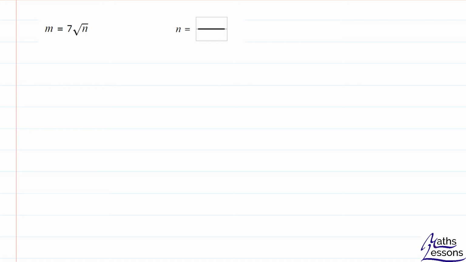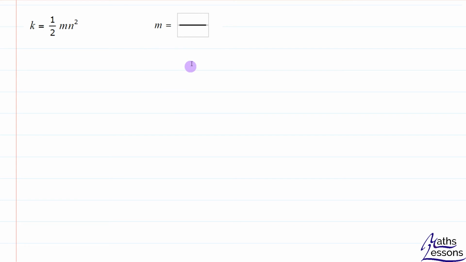So let's look at that one. So what we're going to do is, I think the best thing, always work from the outside in. Divide by 7 first, so you get m over 7 equals the square root of n, and then square. So if you square this side, on the top you'll get m squared, on the bottom you'll get 7 squared, which is 49. And that leaves you n. So m squared over 49. Nice, straightforward.